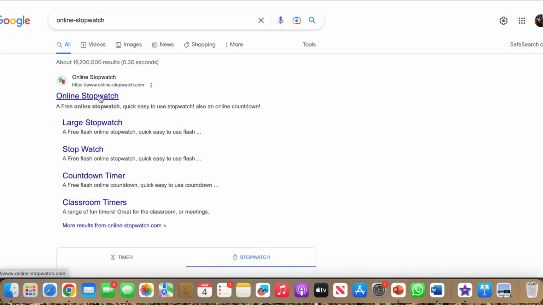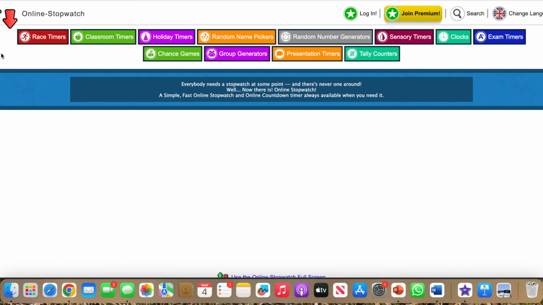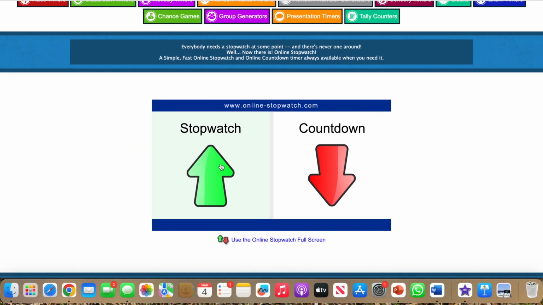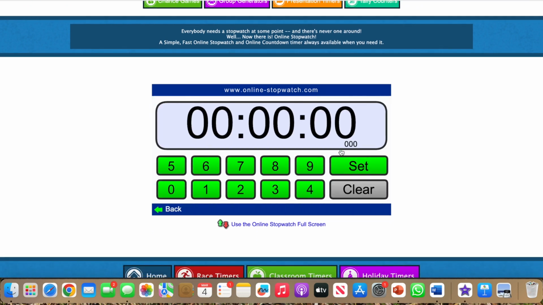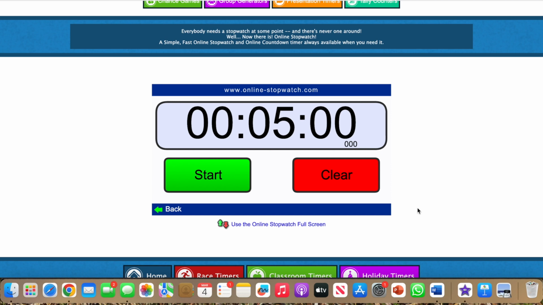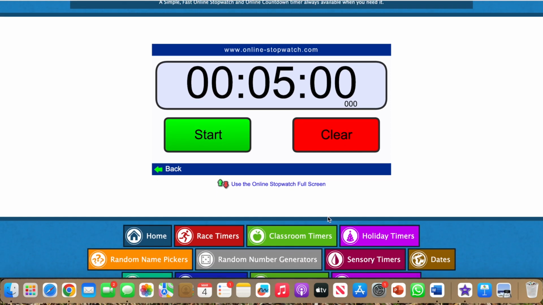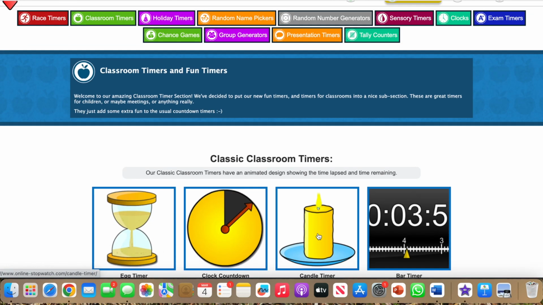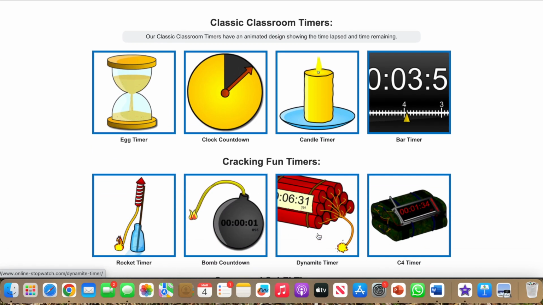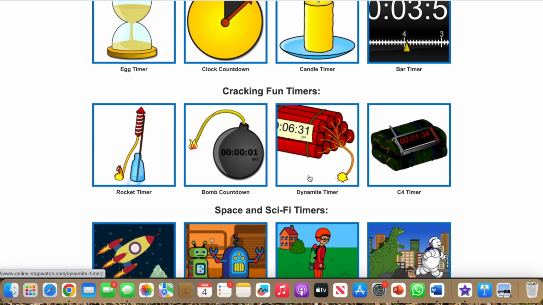I use a timer online called Online Stopwatch, and it's just a visual timer. You can pick different things like a bomb or just a clock, whatever, or an hourglass. I use those visual timers because it's very visual for students to see the clock. And it's also huge on my smartboard, but it's also really easy for the kids to go and reset the timer for me if they need to.